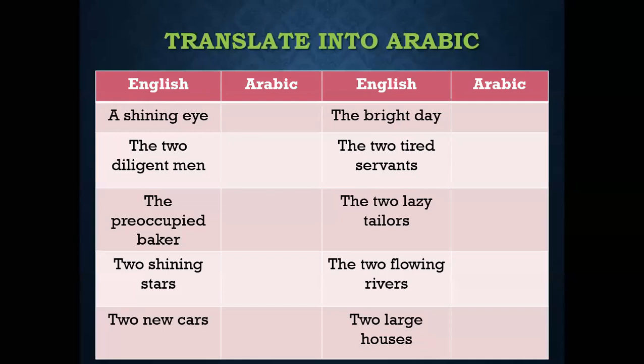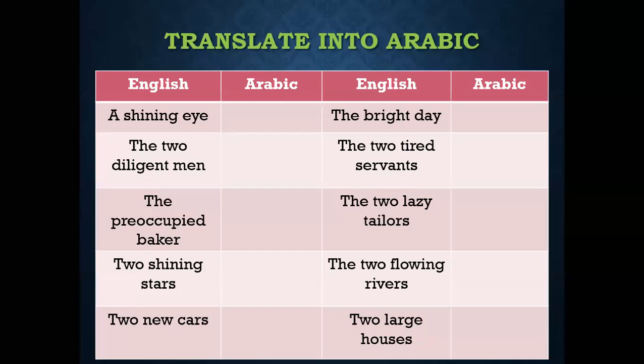Al khayyatani, lazy, al kaslanani. Kaslan, lazy. The two flowing rivers, the two rivers. So river is nahr, two rivers nahran, and with al, together you would say an nahrani.